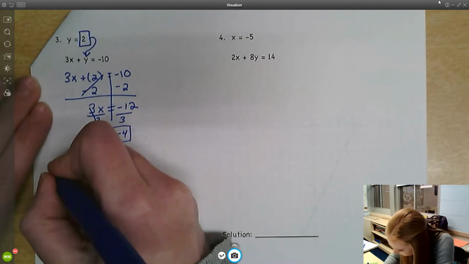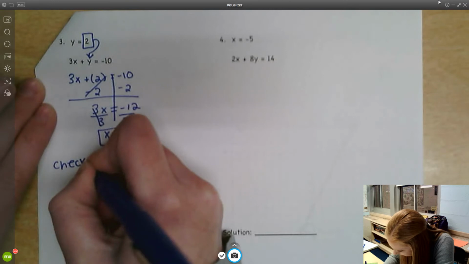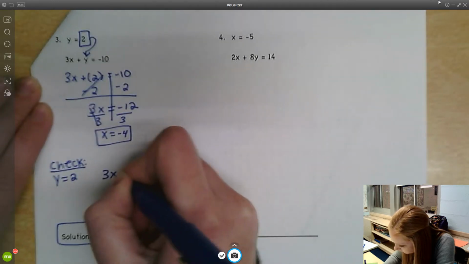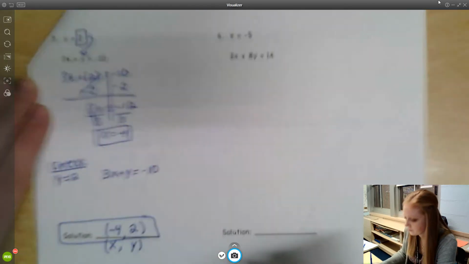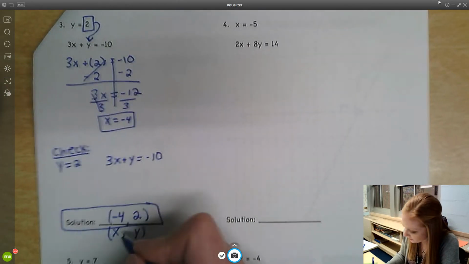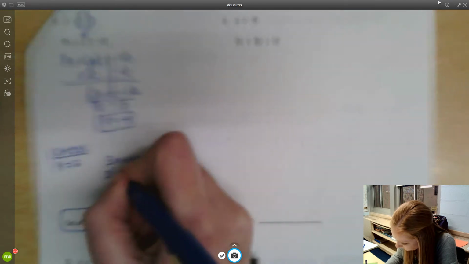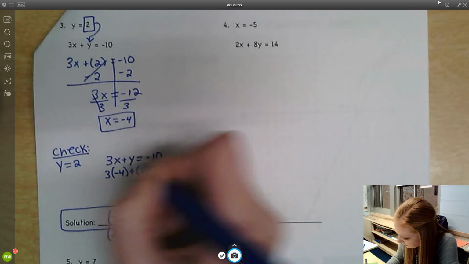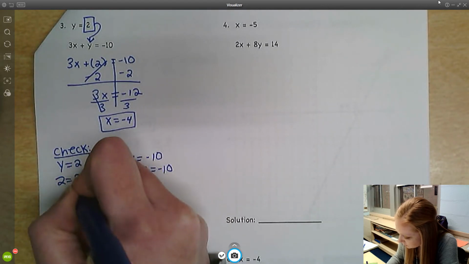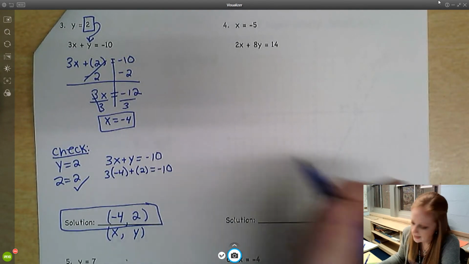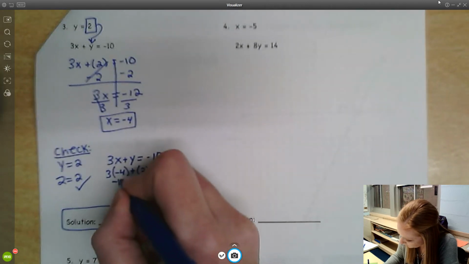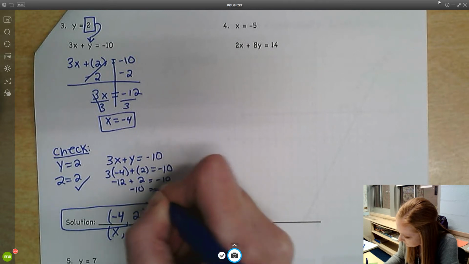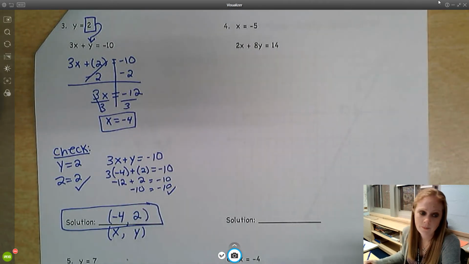All right, let's check it. Rewrite both originals. Let's plug in our negative 4 wherever we see an x, and a 2 wherever we see a y, and see if it checks. Well, 2 does equal 2, so that one works. And then over here, 3 times negative 4 is negative 12. Negative 12 plus 2 is negative 10. So this one checks as well.